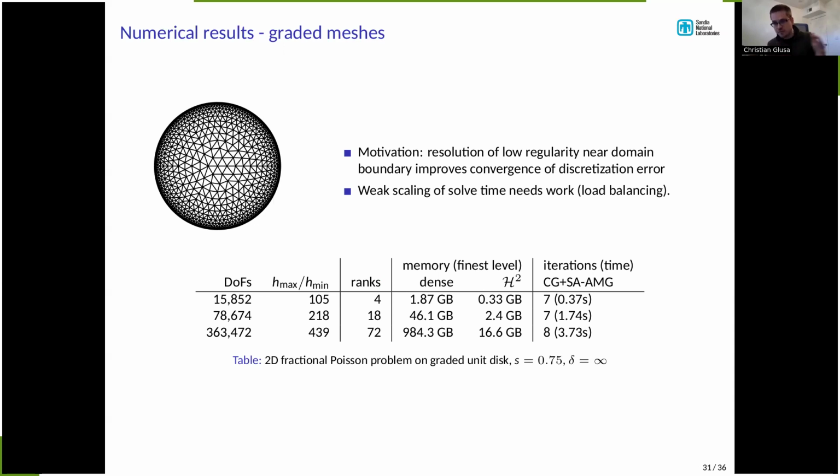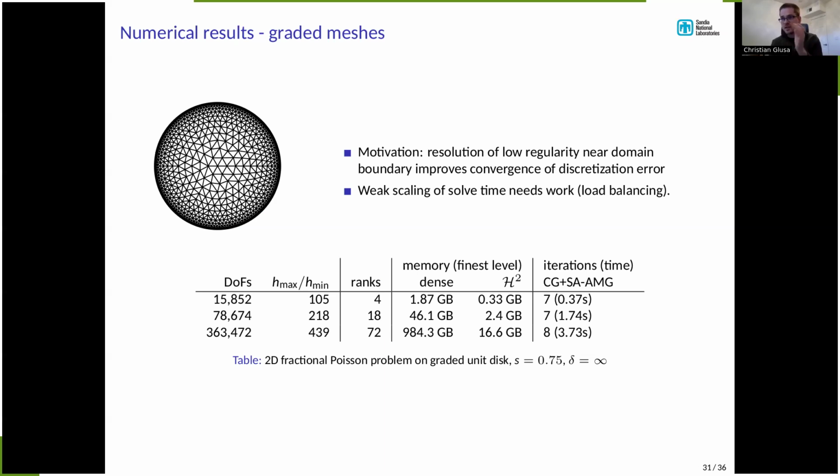As we refine our problem, the aspect ratio between the largest element size and the smallest element size, in the second column of this table, keeps on going up, which makes sense. For algebraic multigrid, the number of iterations that we see on the right is still more or less constant. The timings could be a little bit better. They have to go up due to this logarithmic factor, and that makes sense, but they're growing a little bit too fast for my taste. And we're blaming this again on load balancing.